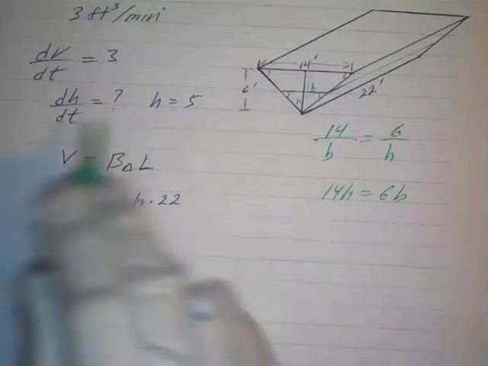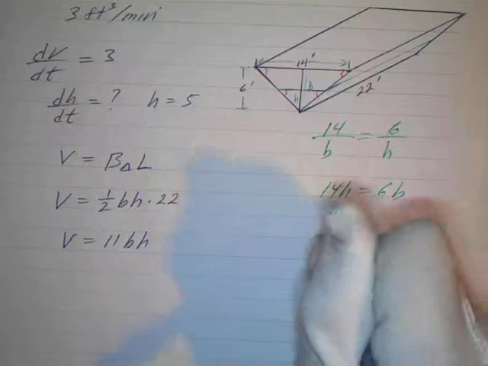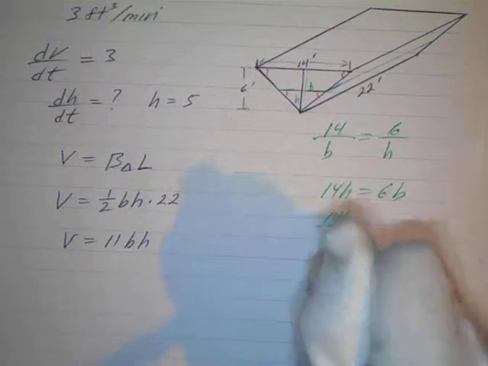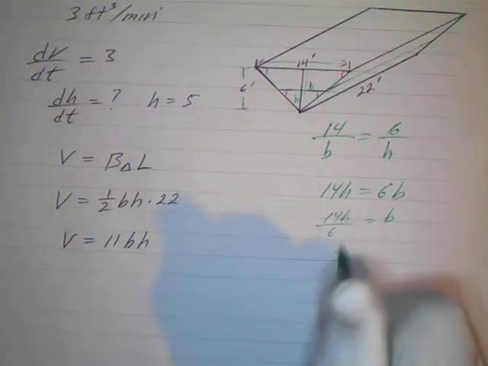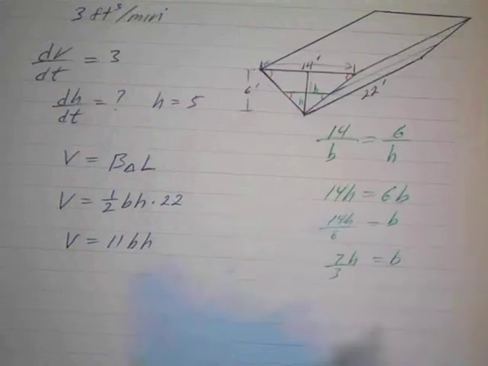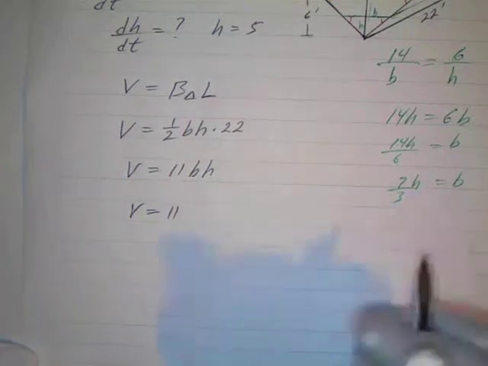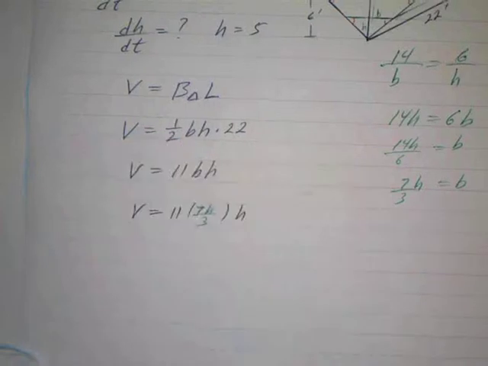And we want to find dH/dt, so we want to eliminate the B, so we'll solve for B. So that's going to be 14 over 6H equals B. I can reduce that to be 7 over 3. 2 goes into 14. 7 over 3 H equals B. And then I can write this volume equals 11. And instead of writing B, I can write 7H over 3. And then times this H.